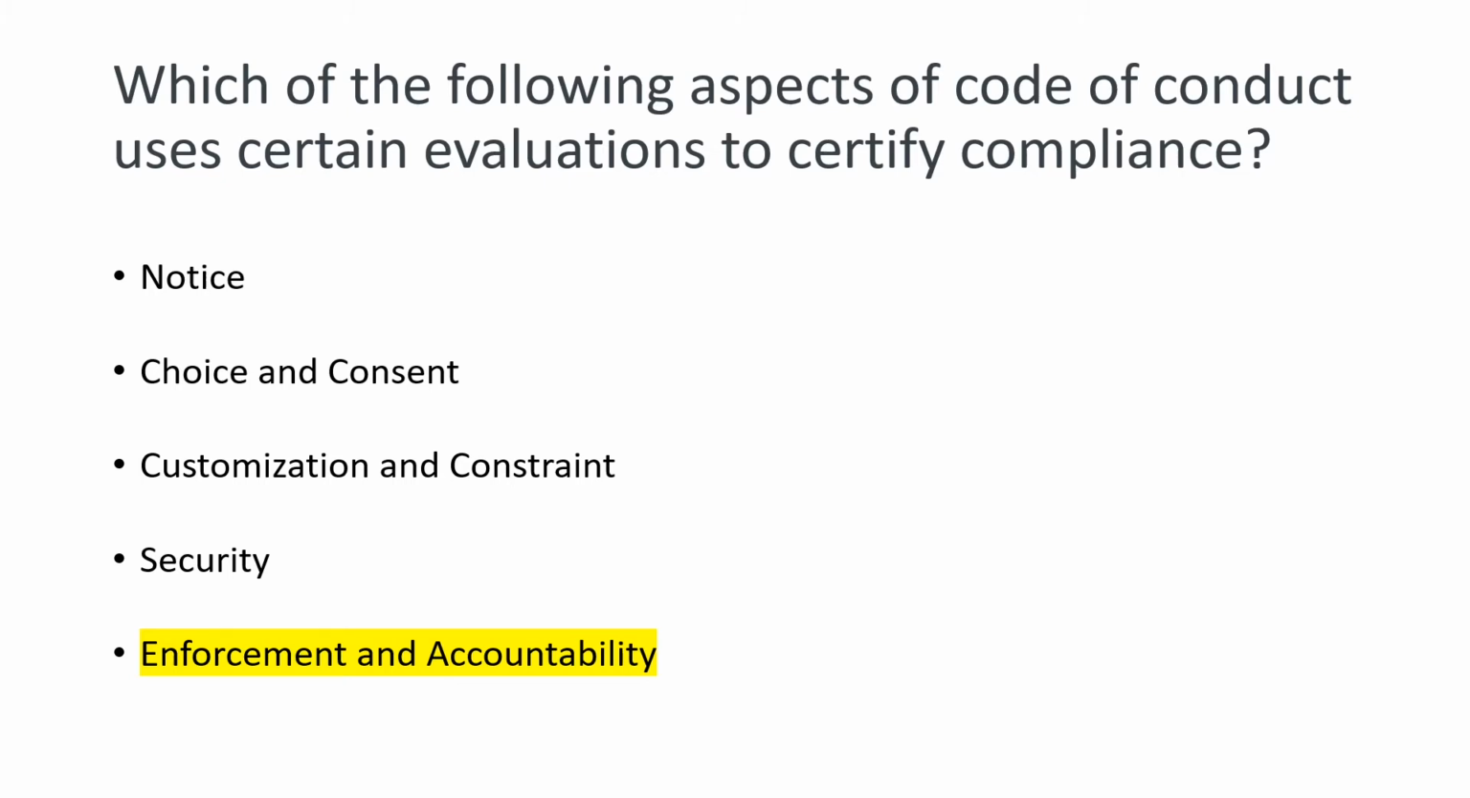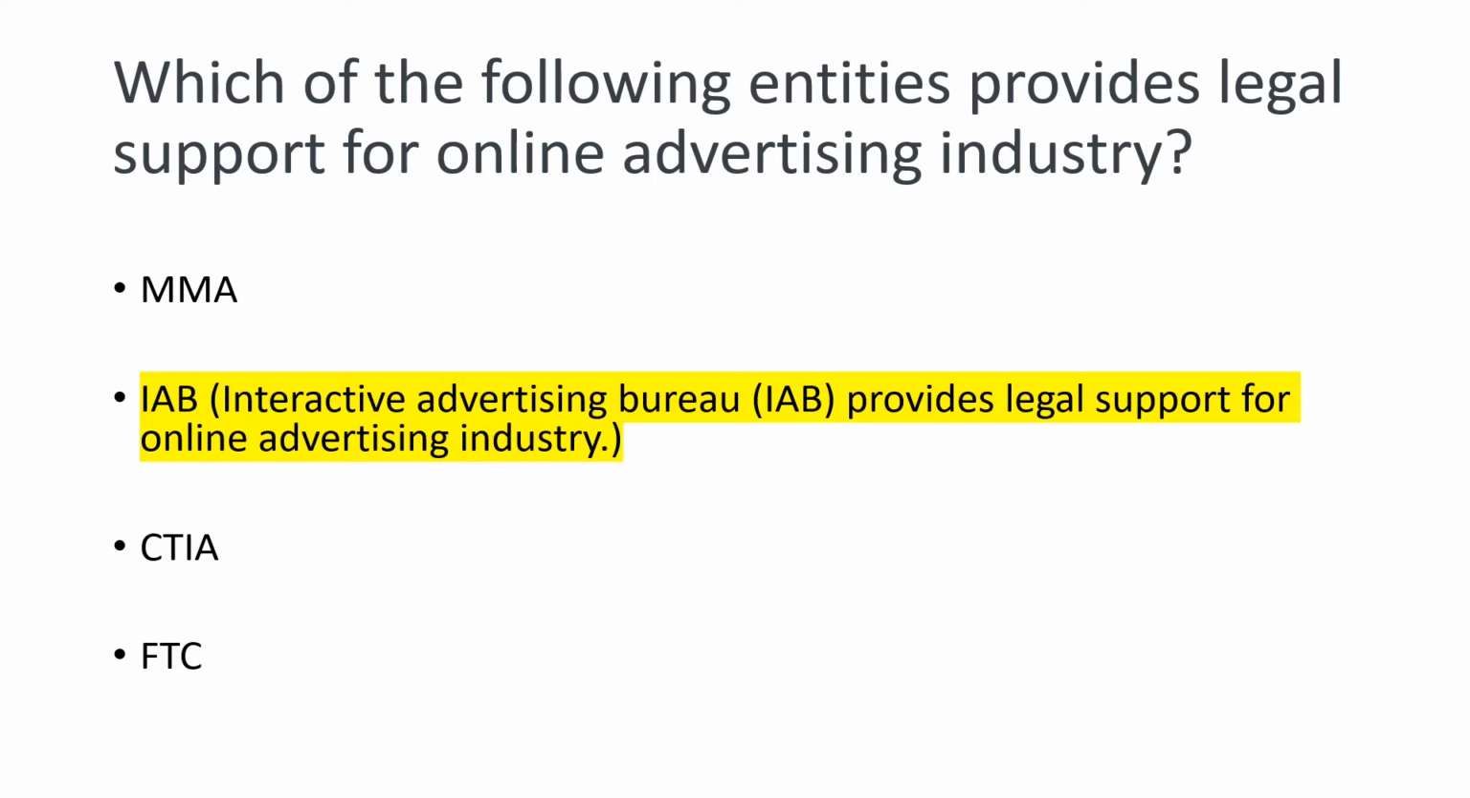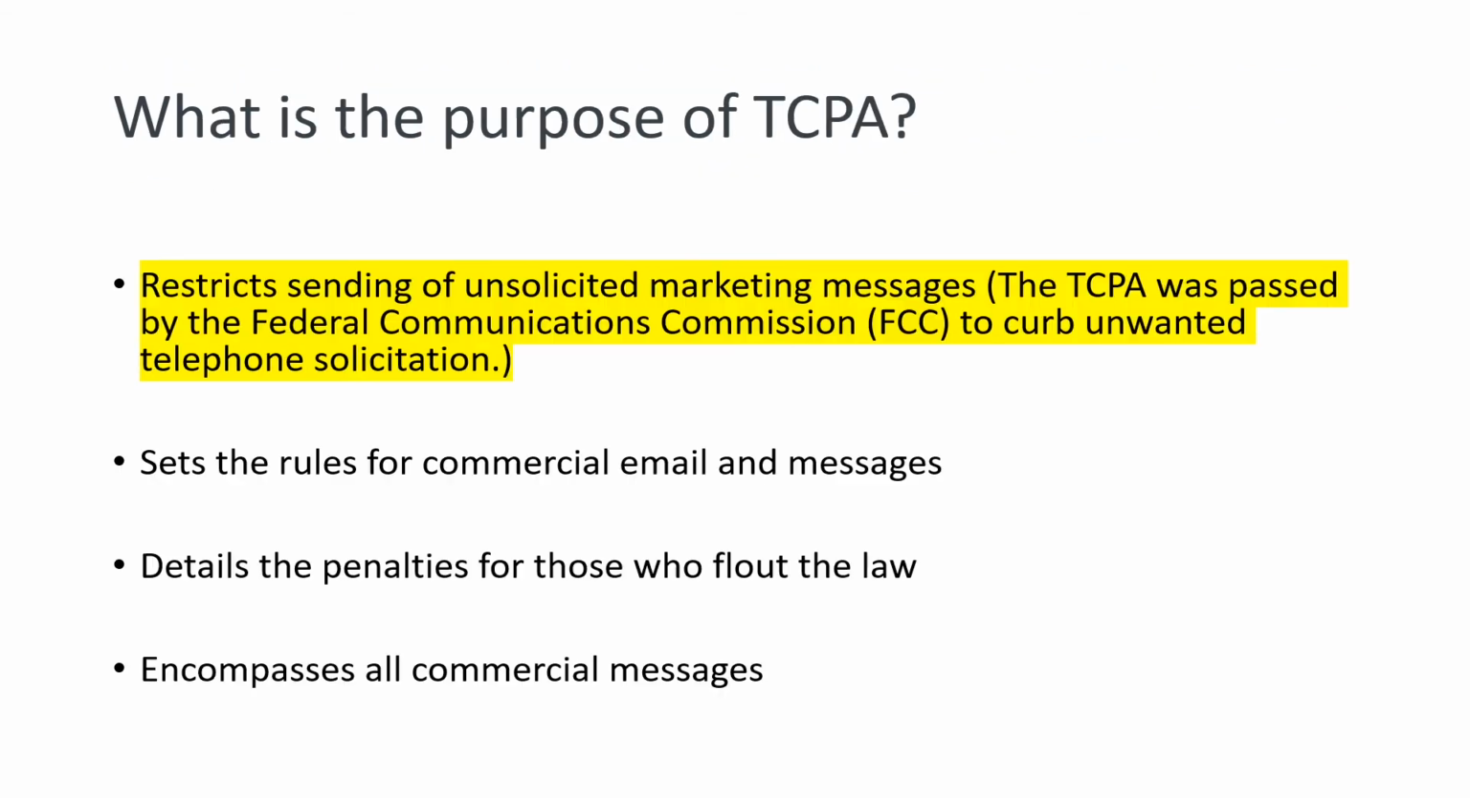146. Which of the following aspects of code of conduct uses certain evaluations to certify compliance, enforcement and accountability? 147. Which of the following entities provides legal support for online advertising industry? IAB. Interactive Advertising Bureau. IAB provides legal support for online advertising industry. 148. What is the purpose of TCPA? Restrict sending of unsolicited marketing messages. The TCPA was passed by the Federal Communications Commission (FCC) to curb unwanted telephone solicitation.